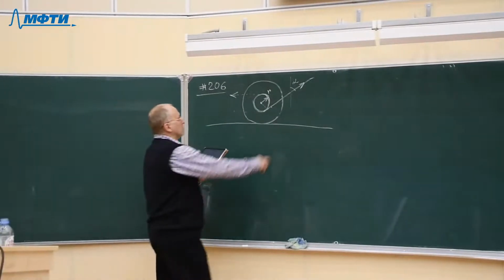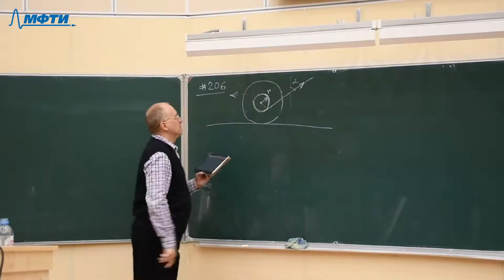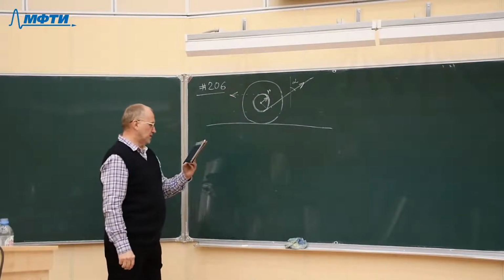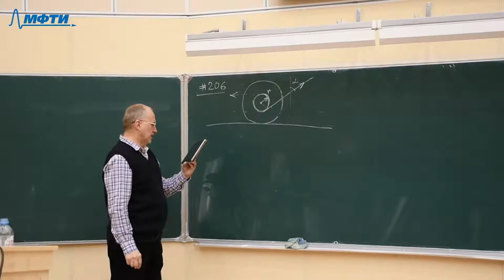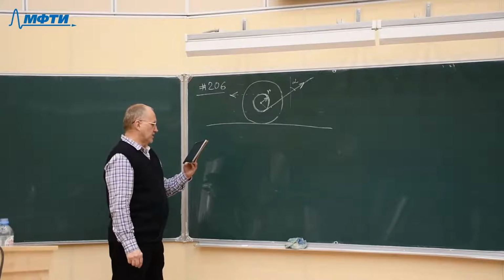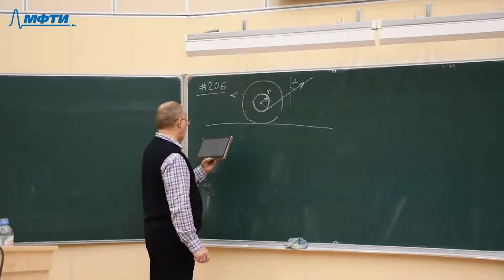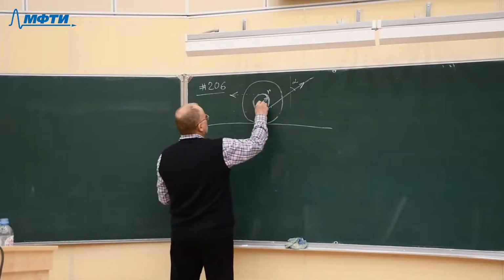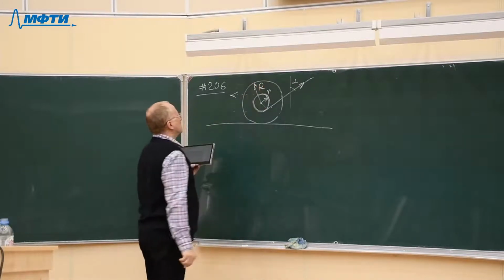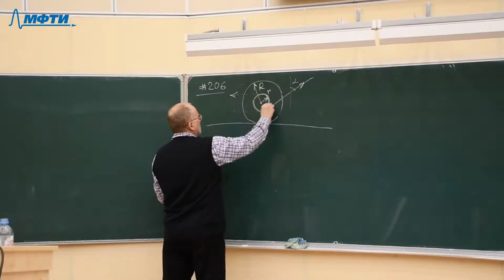Determine this angle at which the spool will start rolling to the right instead of rolling to the left when you pull in this direction. Determine the angle. What will happen to the spool at the given value of this angle? The radius of the larger spool is capital R, and there is a radius of the smaller part where the thread is wound, small r.